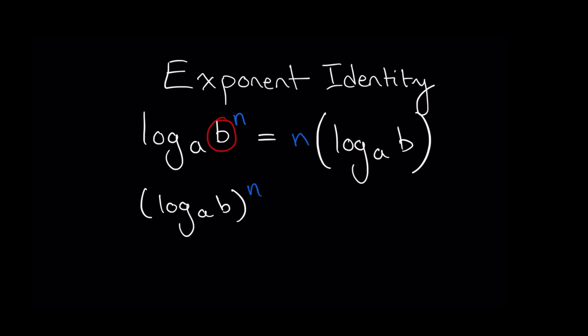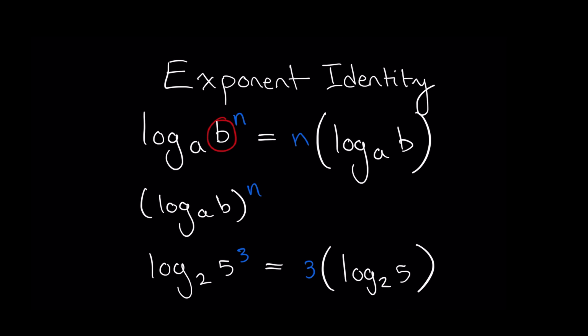And an example of this identity in action would be if we're given log base 2 of 5, and let's say the power here is 3. Well, we can rewrite this entire thing as 3 times log base 2 of 5. So it's going to look something like this.